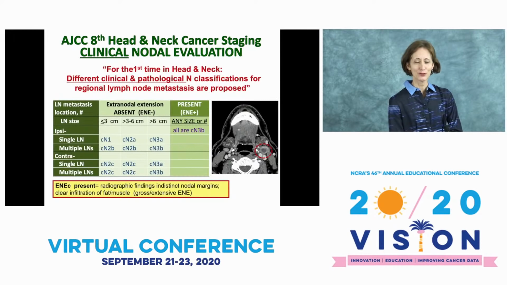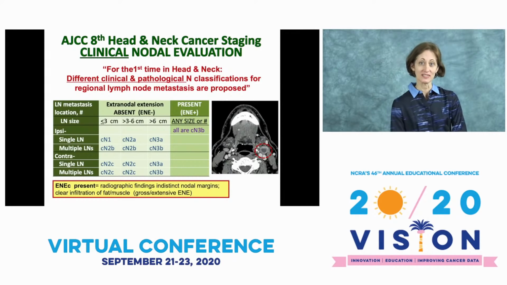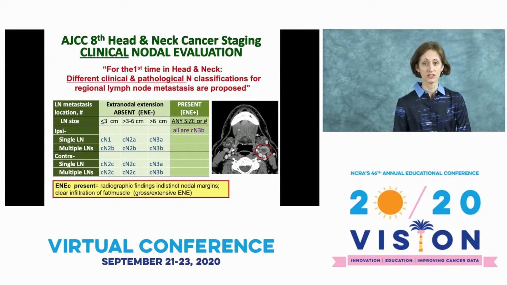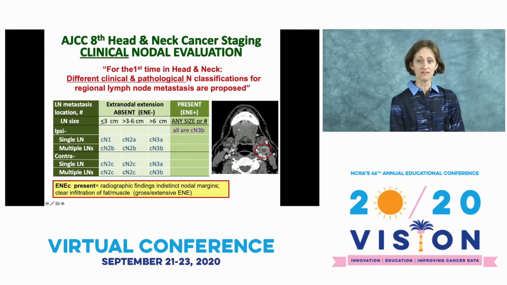This is for the first time, and it's actually a quote from the AJCC manual, that in head and neck, different clinical and pathologic N classifications are being used for regional lymph node metastasis. And so this is very important because one is that something microscopic will not be able to be viewed clinically. They won't be able to necessarily feel that there's extranodal extension. If it is significant enough, what we call gross extranodal, then they may see blurry borders on what would be, in this case, a cystic neck node, as highlighted in the red circle.